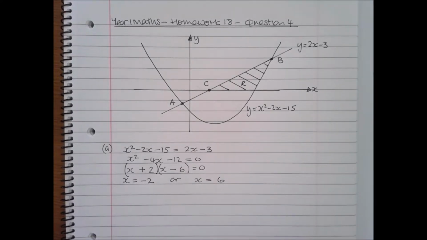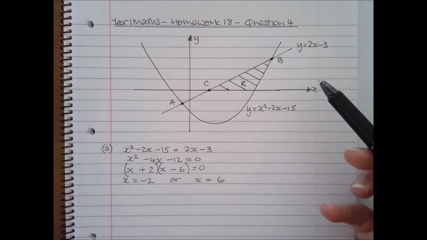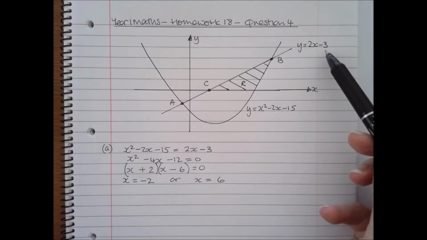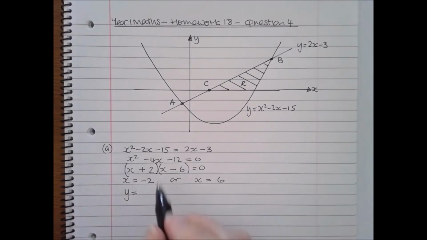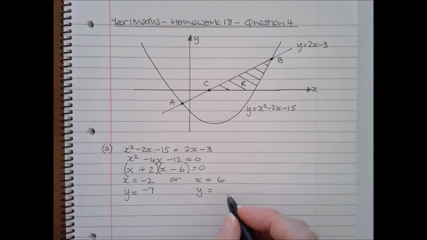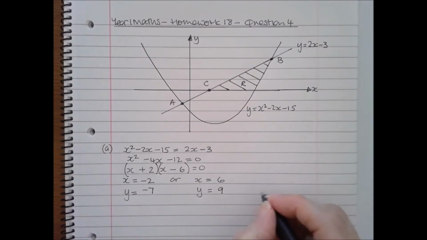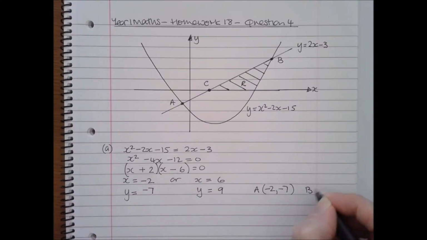We then need to find the corresponding y values, and we can do that by substituting into y equals 2x minus 3 up here. So if x is minus 2, then y is going to be 2 lots of minus 2 minus 3. That gives us minus 7. And if x is 6, y is going to be 2 lots of 6 minus 3, and that gives us 9. So A has coordinates (minus 2, minus 7), and B has coordinates (6, 9). And that's the end of part A.